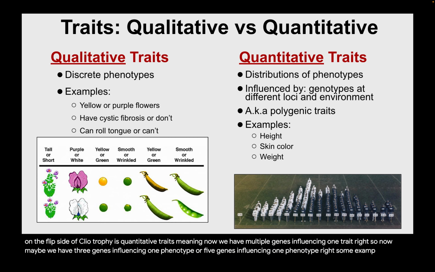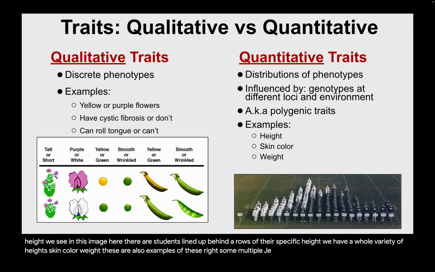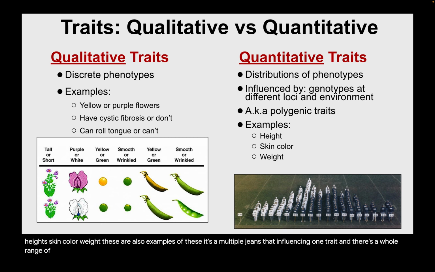Some examples are height. We see in this image here, there are students lined up behind rows of their specific height. We have a whole variety of heights. Skin color and weight are also examples of these. So multiple genes influencing one trait, and there's a whole range of traits that can be expressed because of multiple genes.